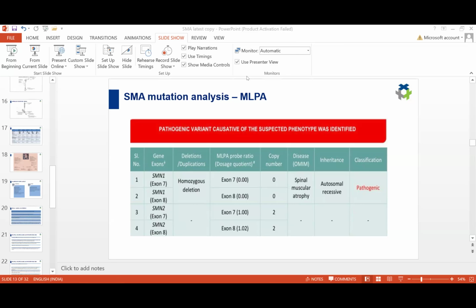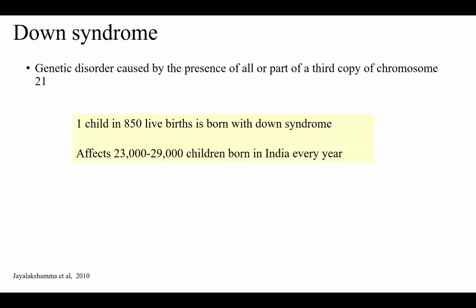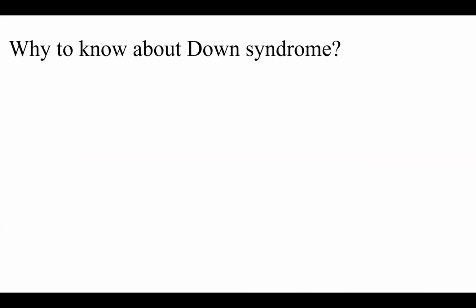Coming to the discussion, genetic counseling in Down syndrome includes the objectives: natural history, clinical features, comorbidities, rehabilitation, follow-up, cytogenetics, recurrence risk, and prevention. Down syndrome is a genetic disorder caused by the presence of all or part of a third copy of chromosome 21. One child in 850 live births is born with Down syndrome, which affects 23,000 to 29,000 children born in India every year. Why know about Down syndrome?